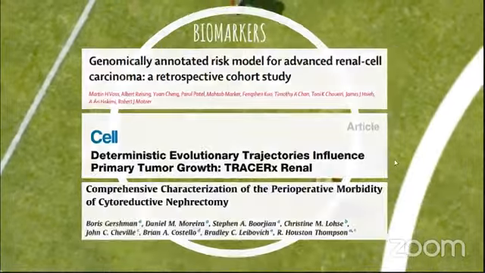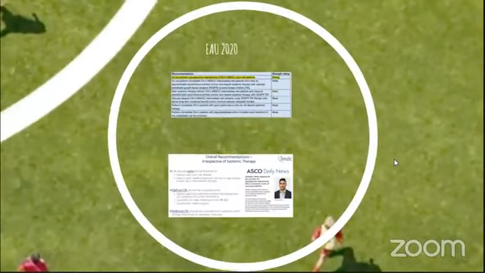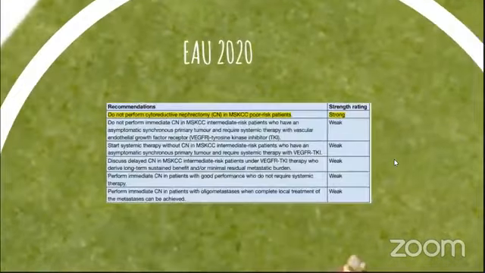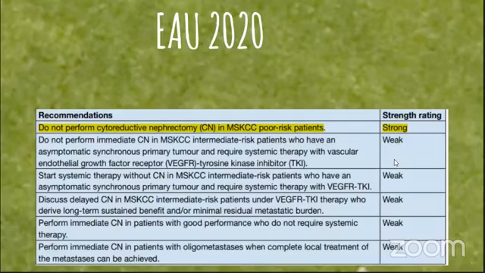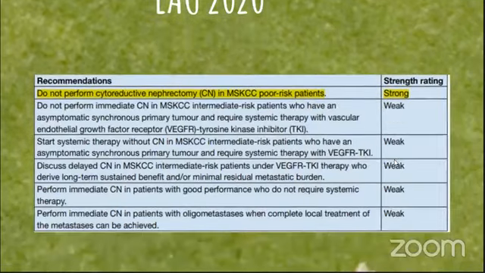Let's go to the most important part. What do the guidelines say? EAU 2020 says do not perform cytoreductive nephrectomy in MSKCC poor risk patients, but in case of low or intermediate risk patients, you have to weigh the pros and cons, stratify the patient, and then only offer cytoreductive nephrectomy.